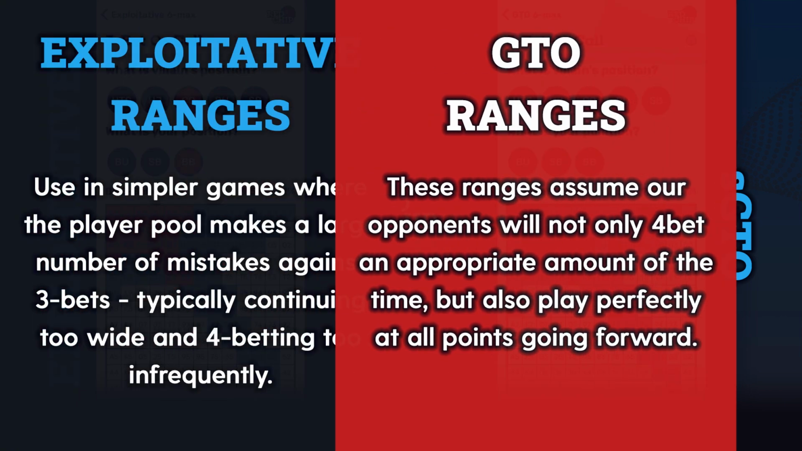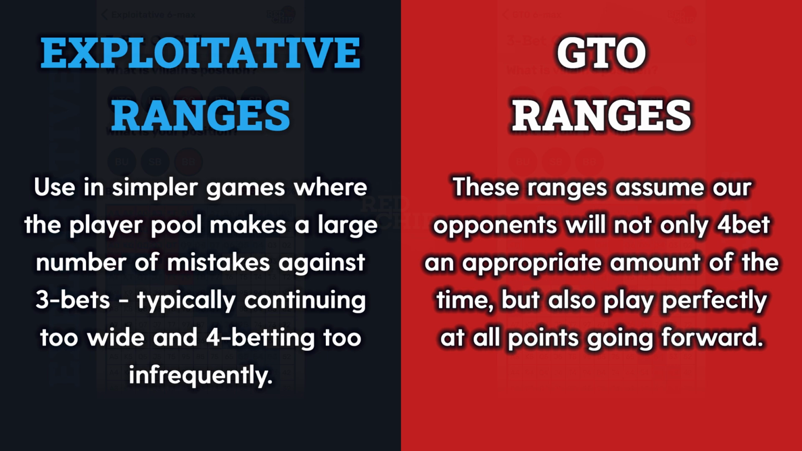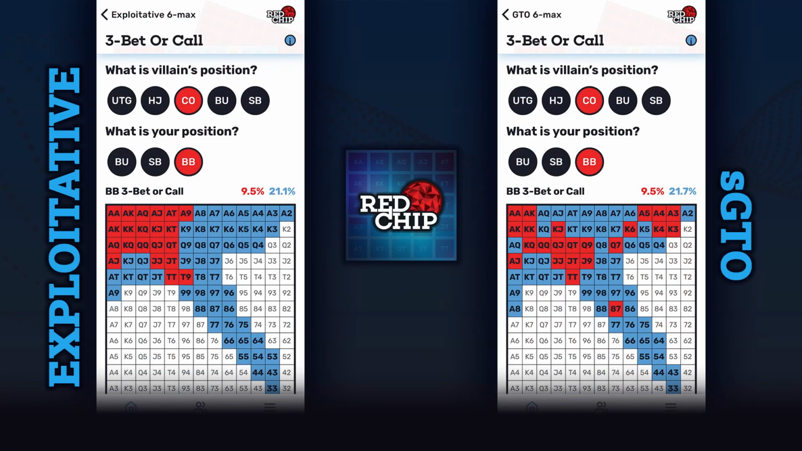the GTO ranges inherently assume that our opponents will not only 4-bet an appropriate amount of the time, but also play perfectly at all points going forward. Both when they face a 3-bet, and if they call our 3-bet and we have to go post-flop, the GTO output is assuming they're going to play perfectly both now and later. So it's pretty much at this point that you have to answer the question, which one of these ranges should I use here? And the simple answer is this.